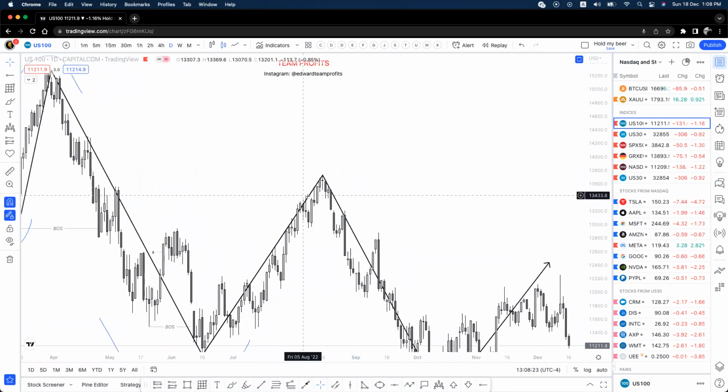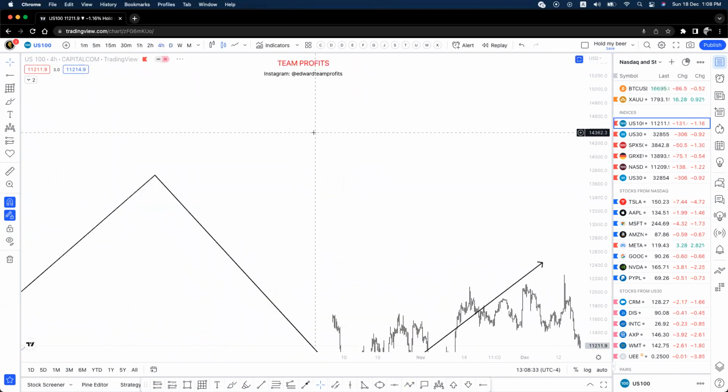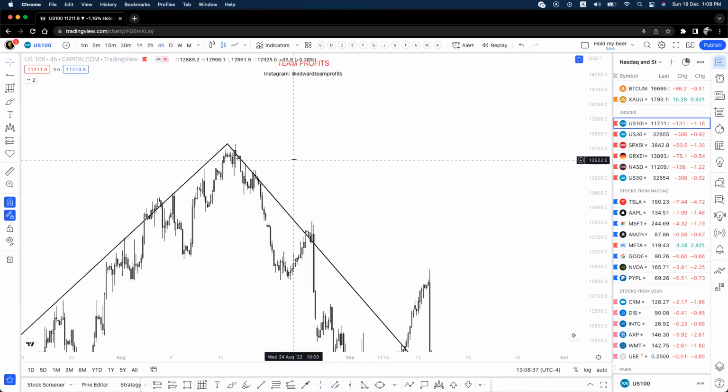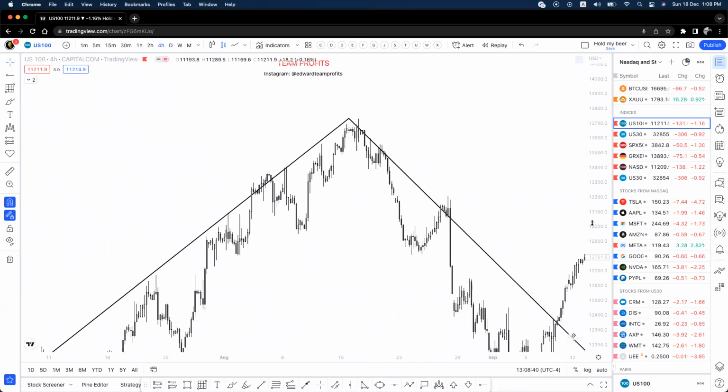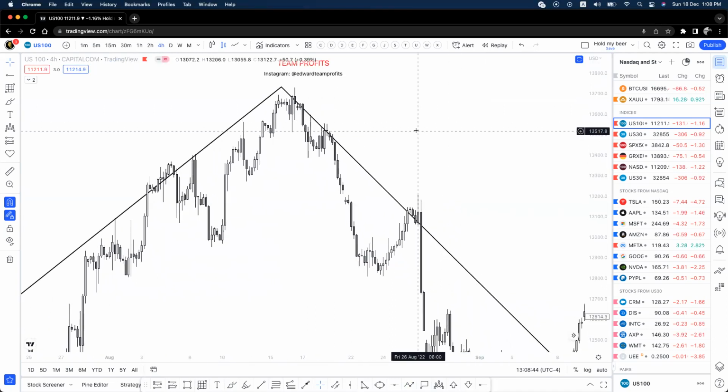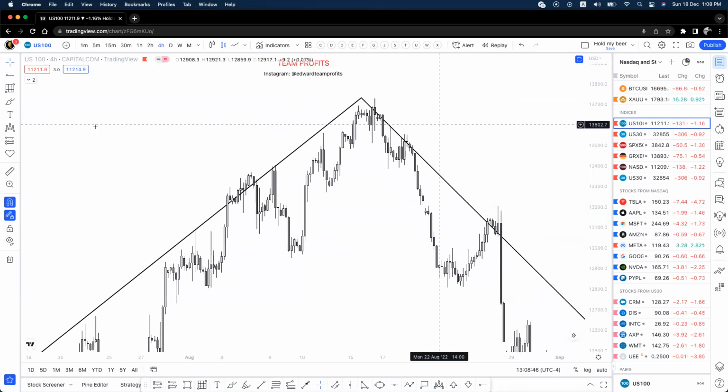So let's see. I can kind of see already, this is a change of character here. BOS, the market pushing up, but it looks like it did not mitigate. Well, let's see how that looks on H4, or we can try to catch something else. So far, let's mark up this structure right quick here.